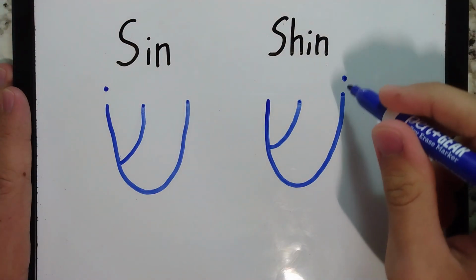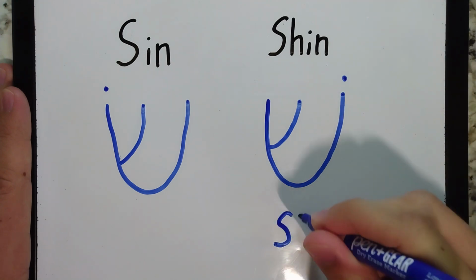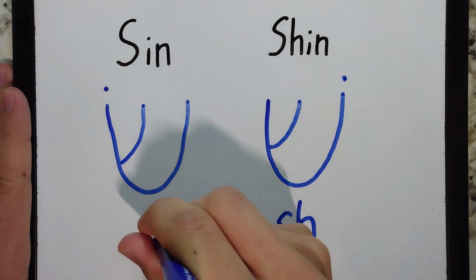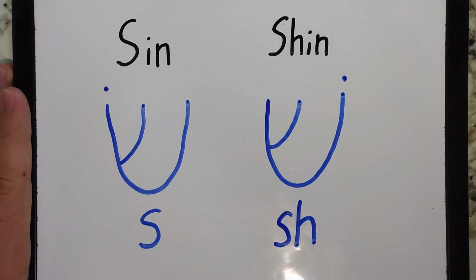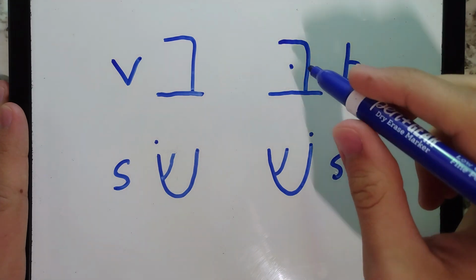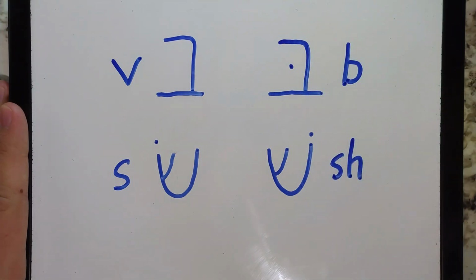With the dot on the top right, we have a Shin, which makes the sh sound. And if the dot is on the top left, it is a Sin and says s, just like a sonic. This dot seems to do the same thing as a dagesh, changing the sound of a letter. But there is an important difference.